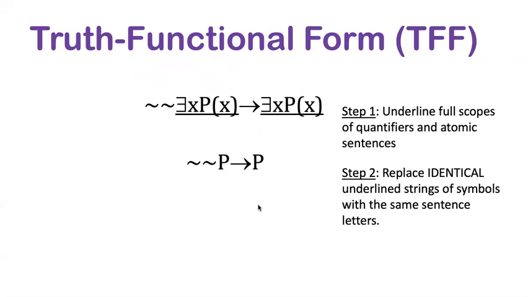In a sense, what the algorithm does is something very simple. It hides everything inside the scope of quantifiers and makes us ignore it. And it preserves all the truth functional connectives, which are outside the scopes of the quantifiers. So the reason these things survive is because they're outside the scopes of the quantifiers. Everything else just gets hidden with these letters P.